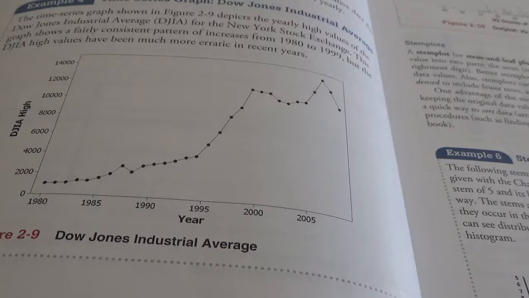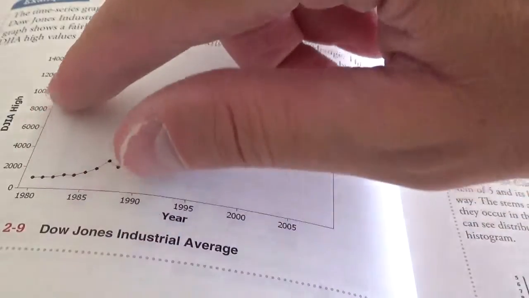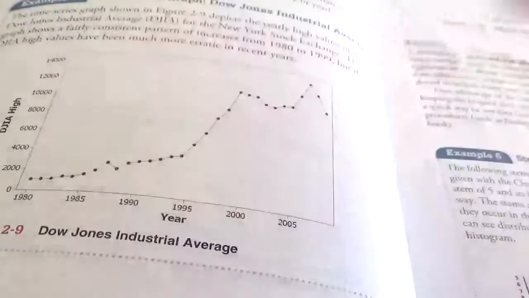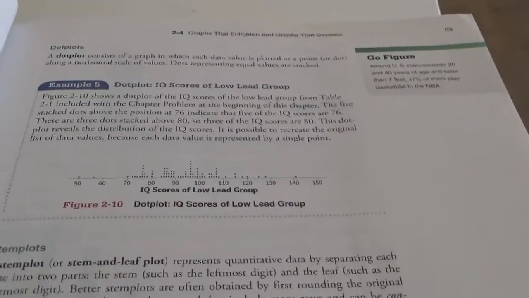And so you have to be able to read a graph and interpret the graph and what's going on with those. That's a time series. Just to point out, these are in years right here. And this is the Dow Jones highs right here, okay? All right, next are dot plots. Let me get to where you can see those.